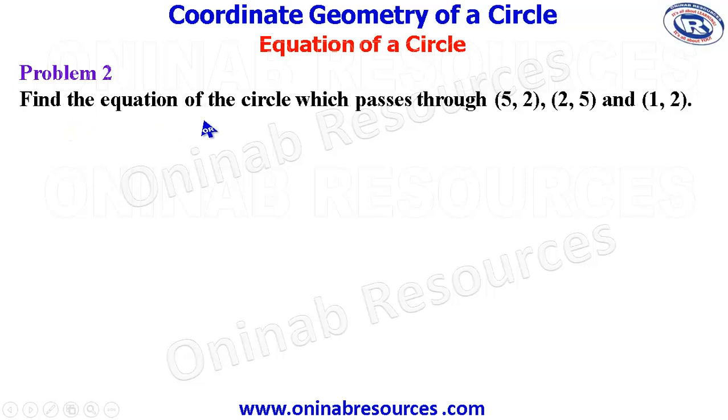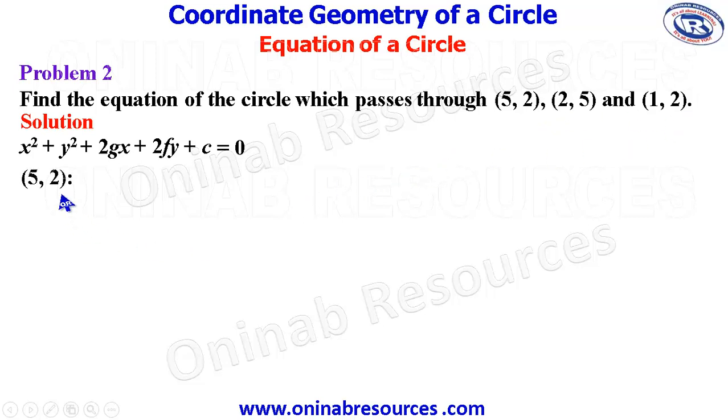For problem 2, find the equation of the circle which passes through 5, 2, 2, 5, and 1, 2. In our solution, we are going to be substituting these points into the general equation of a circle. At that point, we are going to have 3 unknowns with 3 equations, having been given 3 points. So we start with 5, 2.